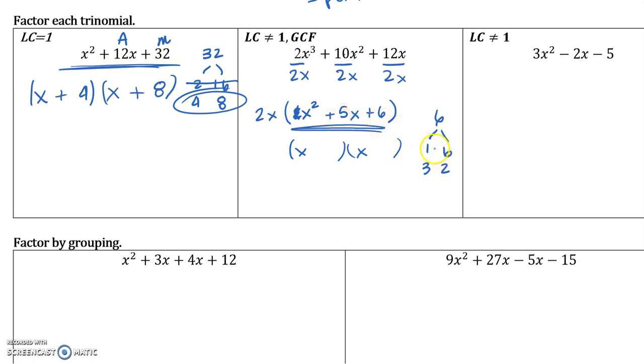I'm adding up to give me positive 5. 1 plus 6 is 7, so that's not going to work. 3 plus 2 is 5, so I think that will work. Since it's positive 6, positive 5, we're going to have double positives here. And you just carry down the 2x. So this would be your final answer.